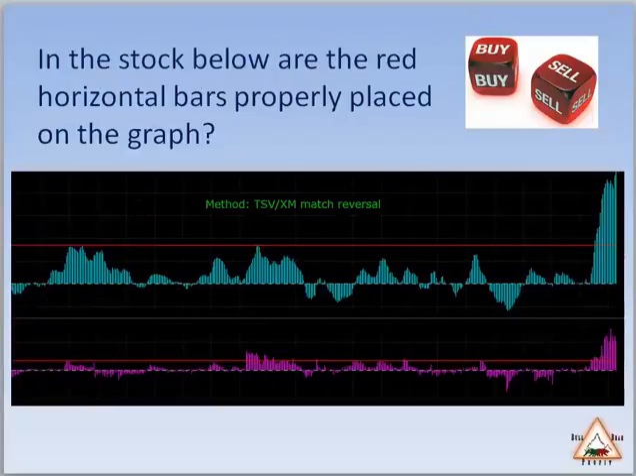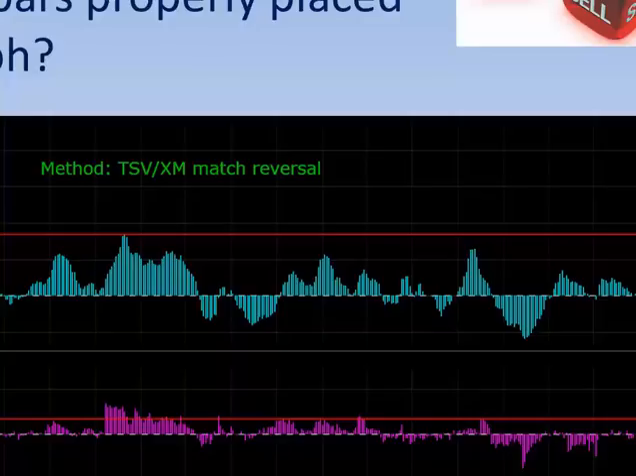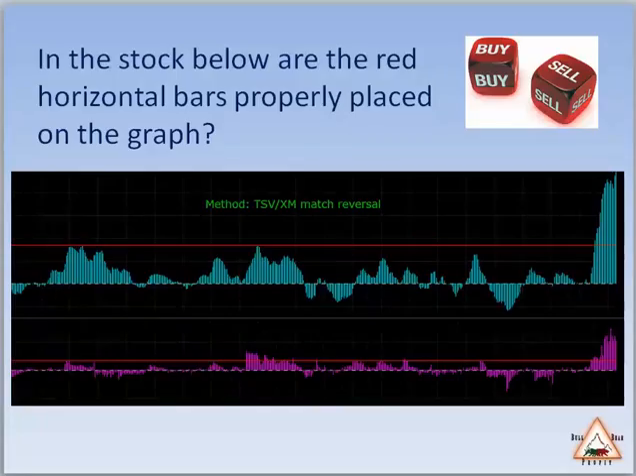In the stock below, are the red horizontal bars properly placed on the graph? I blew that up. No, they're not. Okay, that's another good answer. You're putting them right here at the low. They need to be right here. This horizontal line should be at the peak right here. Outstanding. That's exactly right. You nailed it. I like it.